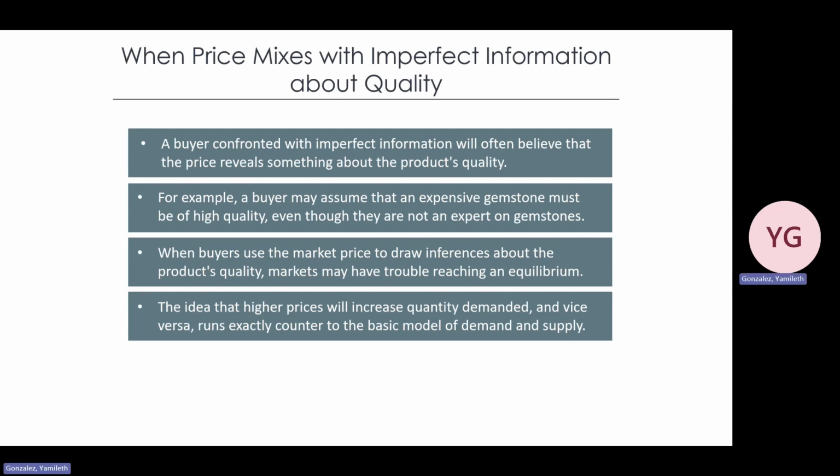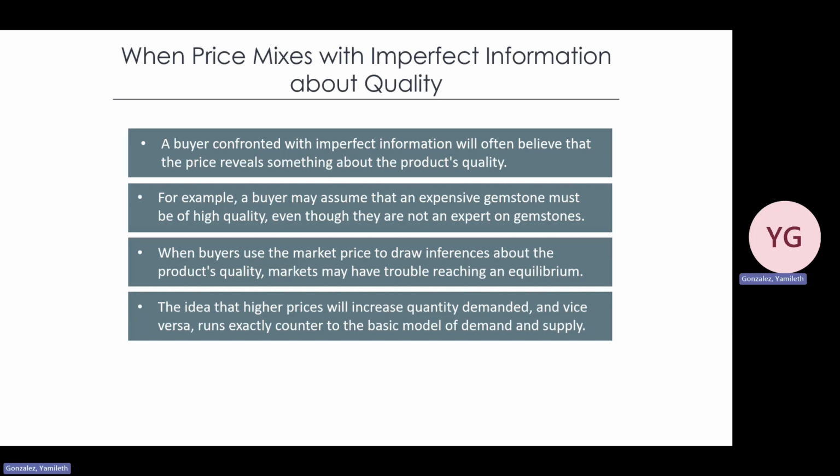When price mixes with imperfect information about quality. For example, a buyer may assume that an expensive gemstone must be of higher quality, even though they are not experts on gemstones. In other words, a buyer is confronted with imperfect information. This will often lead them to go by the price more than the actual quality.